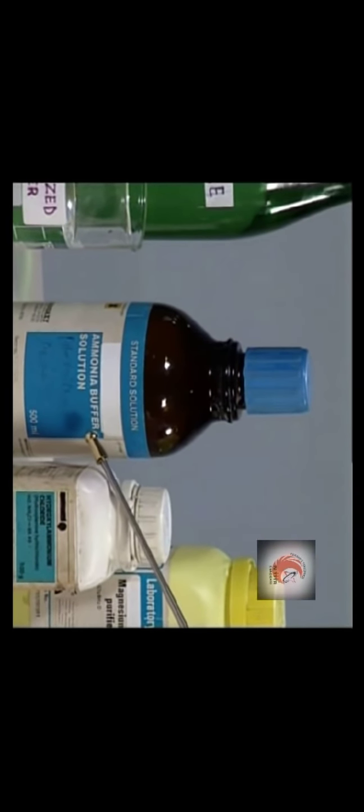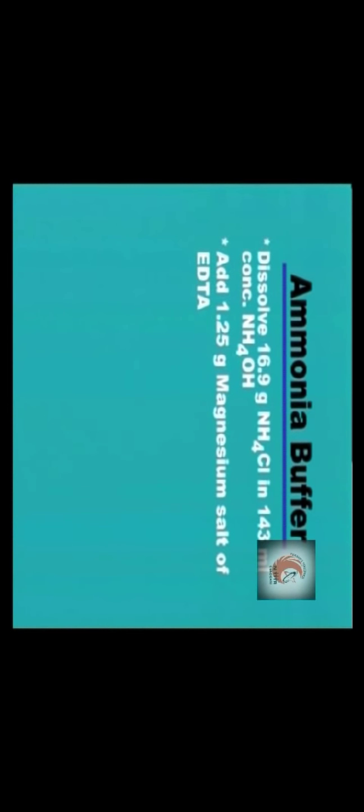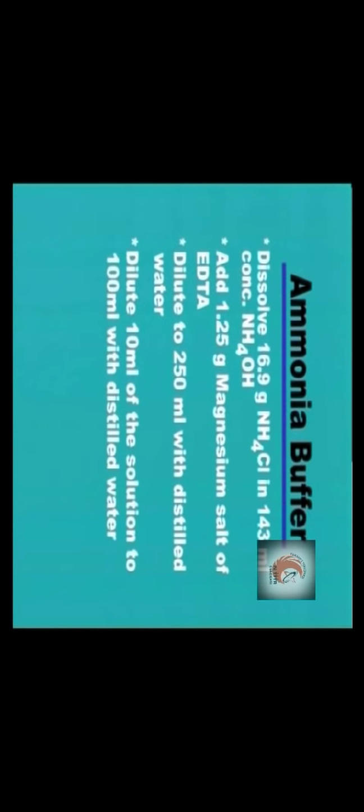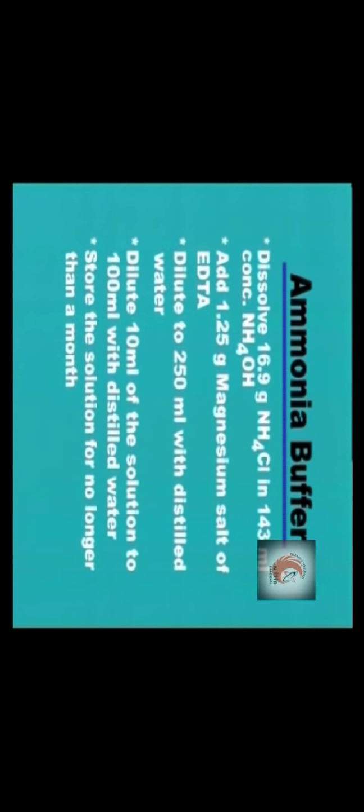The ammonia buffer is readily available or it can be prepared by dissolving 16.9 gram of ammonium chloride in 143 ml concentrated ammonium hydroxide and then add 1.25 gram of magnesium salt of EDTA and dilute to 250 ml with distilled water. Dilute 10 ml of this solution to 100 ml with distilled water and this solution is stored for no longer than 1 month.